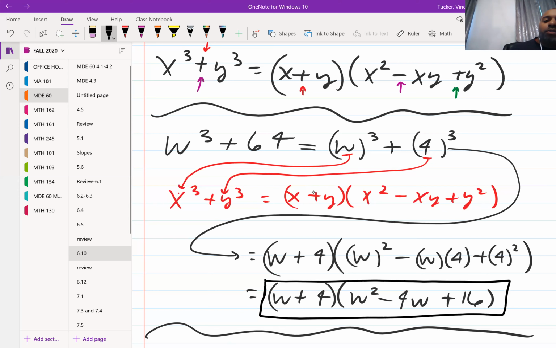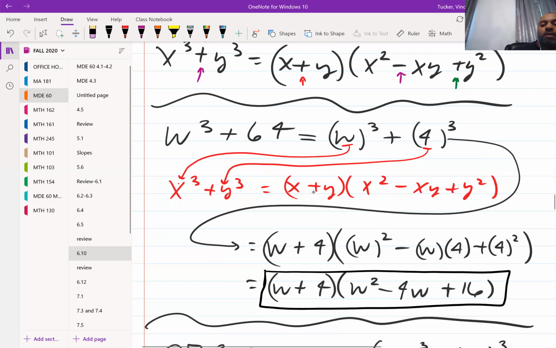Oh, well, all I did was make sure you get the cube of each one of these, see if they're perfect cubes. And W cubed is W times W times W. So that's all that was. 64 is 4 times 4 times 4. So that's why we have 4 here. Okay, I got it. All right. So then you just put W where X is in the formula, put 4 where Y is in the formula. And that's what we did right here. And then from there, you simplified the expression. W squared is W squared. That's 4W. And then 4 squared is 16. Any questions on that before we do another one?